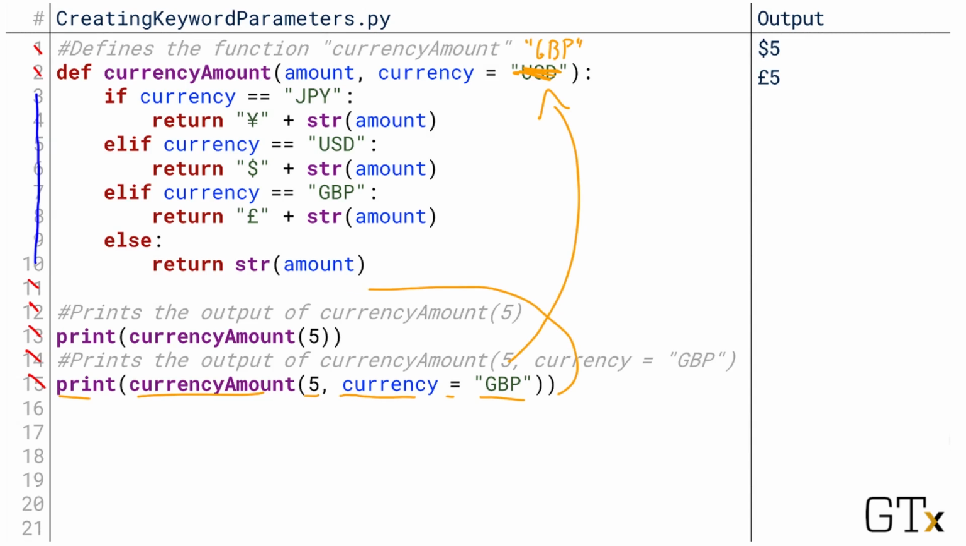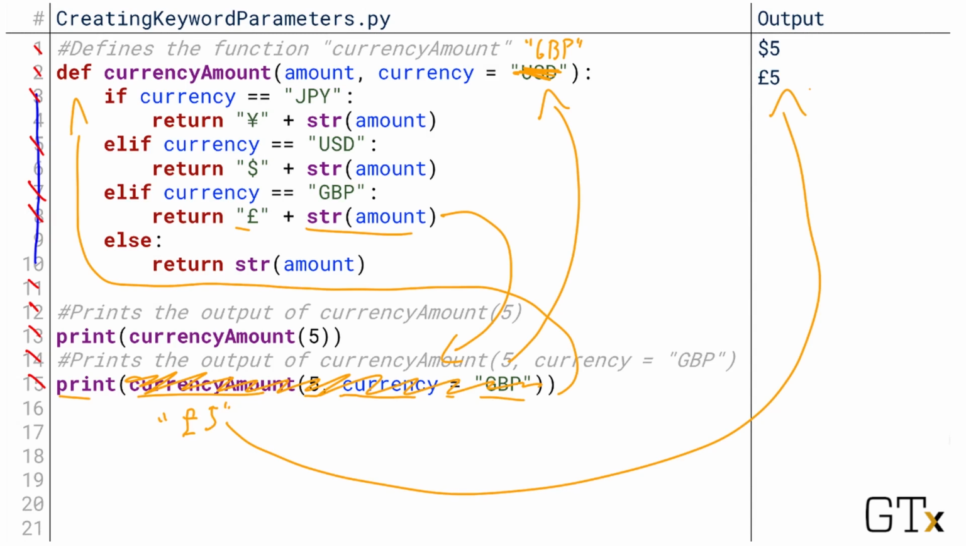This function call sends execution of the program into that function. It checks to see if currency is JPY. It isn't. Checks if it's USD. It isn't. Checks if it's GBP, and sure enough, it is. And so it returns the symbol for pound and the number 5. That comes back and replaces our function call in the first place. And so the string for 5 pounds gets printed.